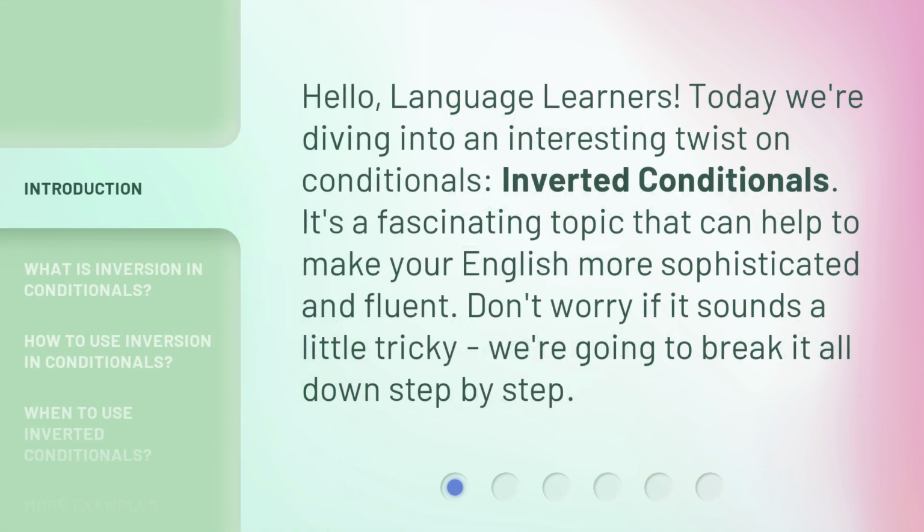Hello, language learners. Today we're diving into an interesting twist on conditionals, inverted conditionals. It's a fascinating topic that can help to make your English more sophisticated and fluent. Don't worry if it sounds a little tricky, we're going to break it all down step by step.